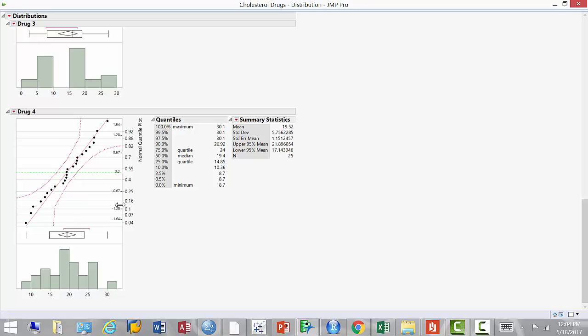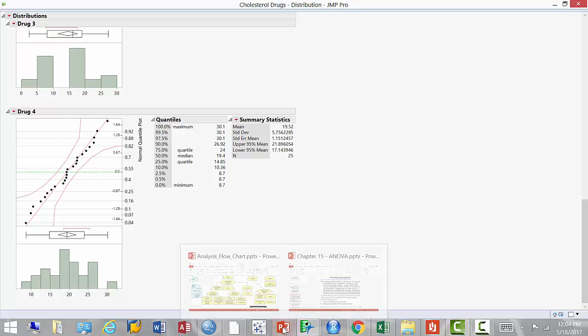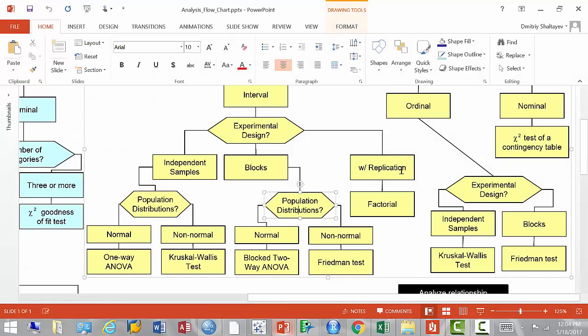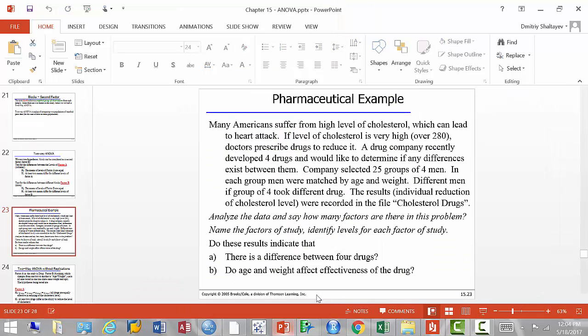So even though appearances might be deceiving based on the histogram, my normal quantile plot says that these 4 things probably are good to go, right? Normality is satisfied. So therefore, coming back to my flow chart, experimental design blocks, populations are normally distributed, so therefore I have to use blocked two-way ANOVA. Okay? Now let's discuss what hypothesis am I testing, and then let's actually test them.